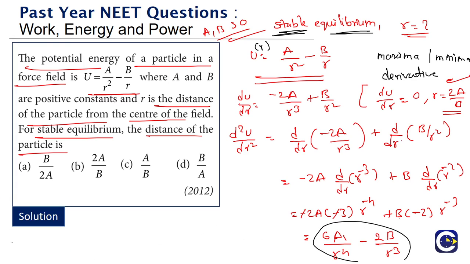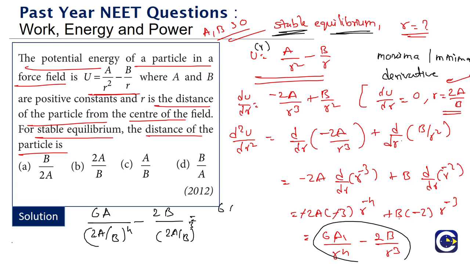In this we have to substitute r is equal to 2a by 3. What do we have? 6a divided by r power 4 means 2a by 3 whole power 4, minus 2b by r cube means 2a by 3 whole cube. So look at this. 2 power 4 means, 2 power 4 is 16.